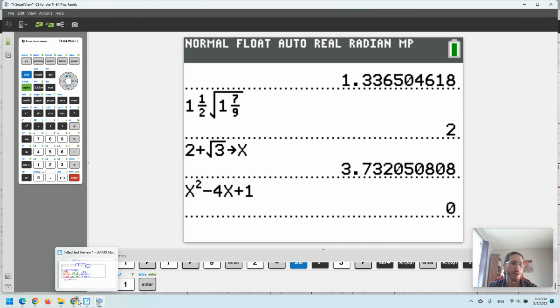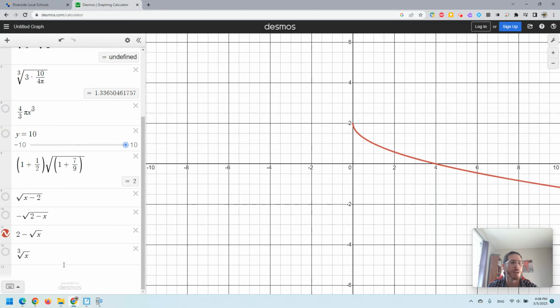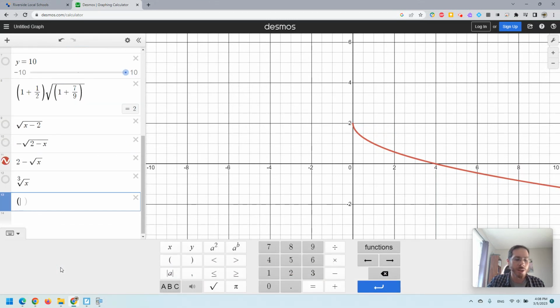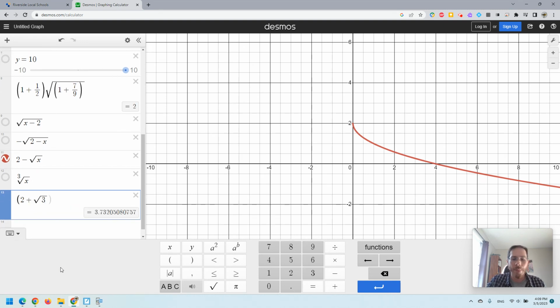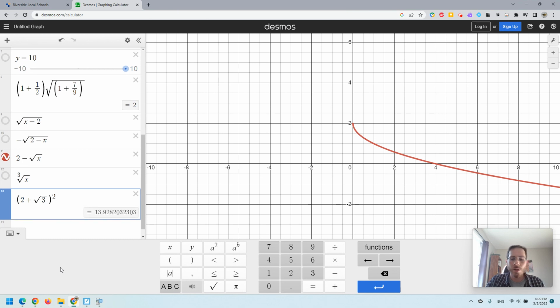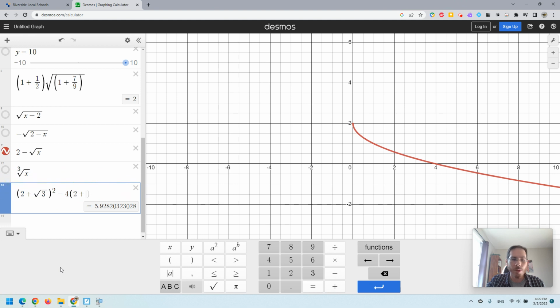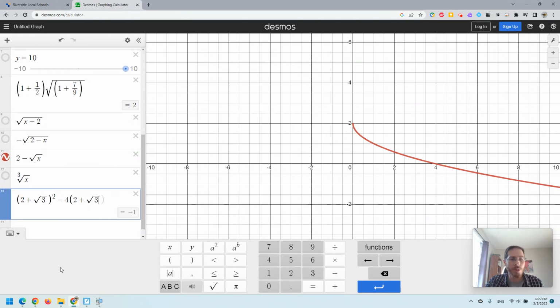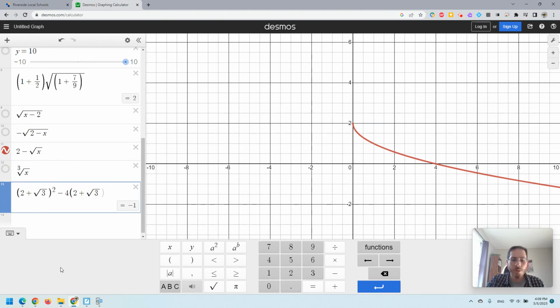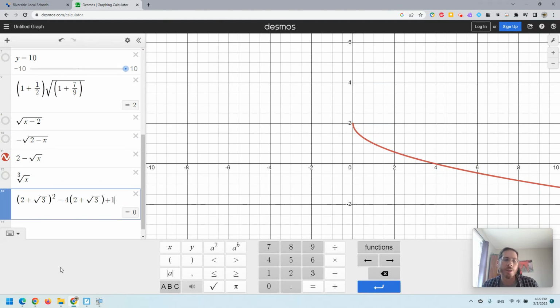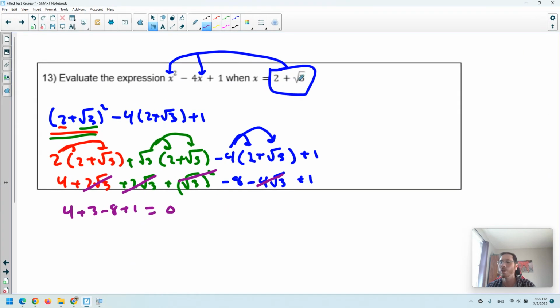If we're using Desmos, we can do it this way too. It's just going to take a little bit longer since I really want to type out 2 plus square root of 3, squared, minus 4 times 2 plus square root of 3, plus 1. And I can see I get 0 there as well. So the big idea there is to know that what we're doing here is a substitution and treat it like a substitution, kind of like a pre-composition like you would do in Algebra 1.